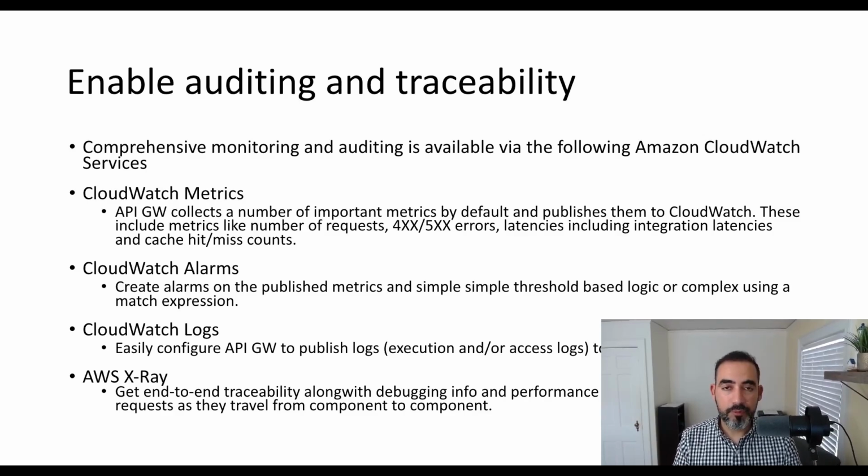For example, for logging, the API Gateway publishes logs to CloudWatch. It also publishes metrics to CloudWatch metrics. And we have CloudWatch alarms to set up alarms in case any thresholds that we are monitoring are breached. And we have AWS X-Ray as well, which provides end-to-end traceability of requests. All these services are also used along with other AWS services, not just with the API Gateway.